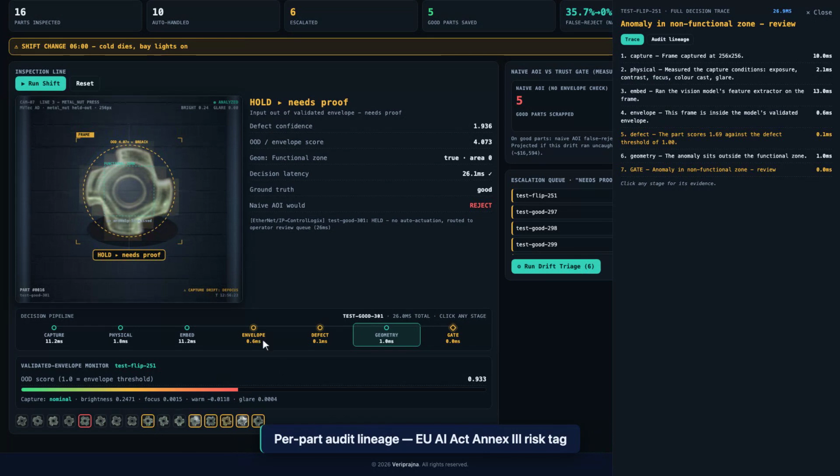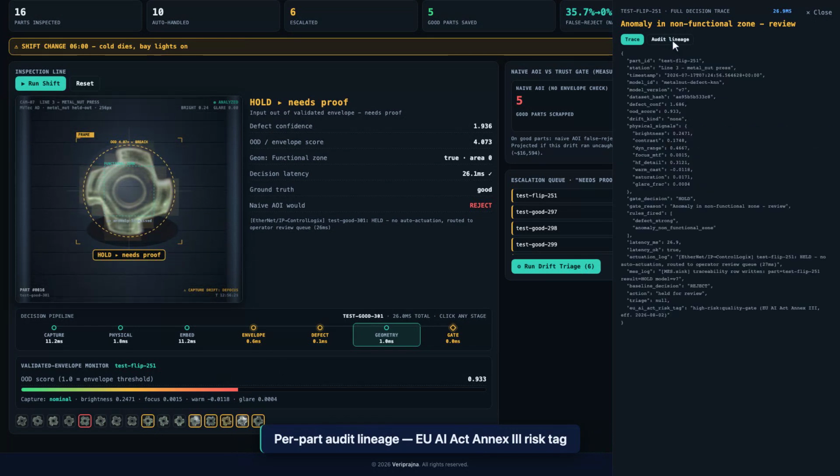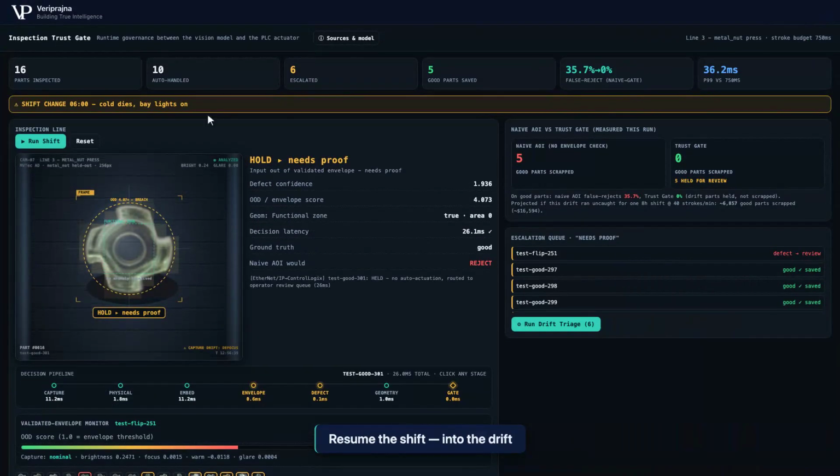Behind every part there is a lineage record: model version, dataset hash, the envelope score, the rules that fired, latency against budget, and the EU AI Act risk tag, high-risk quality gate, Annex 3. Back to the line, let the drift through.